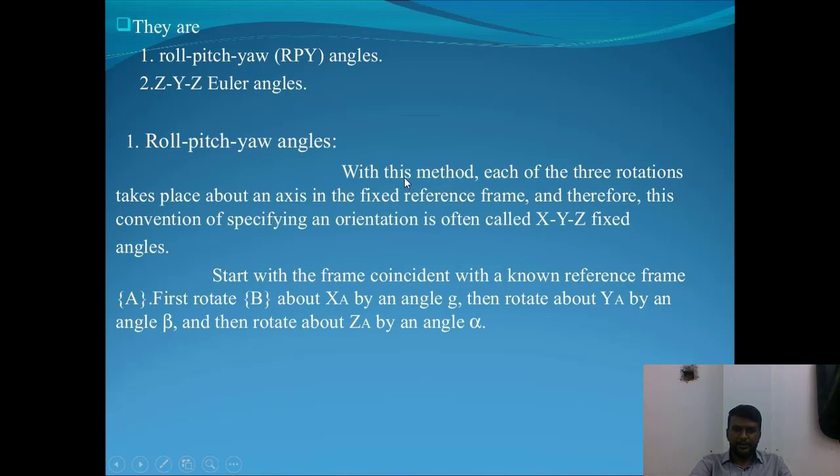So the first method: each of the three rotations takes place about a fixed axis. There is one frame A and a frame B. Frame B will rotate about an angle gamma, and then rotate about an angle beta, and then rotate about an angle alpha.